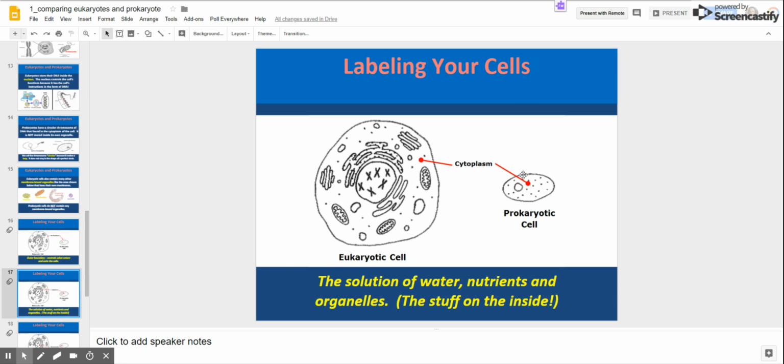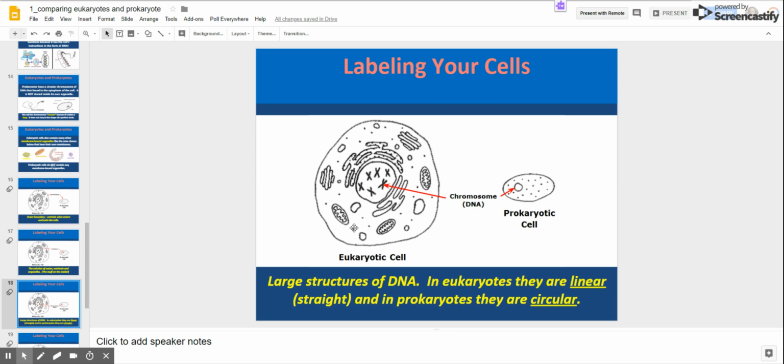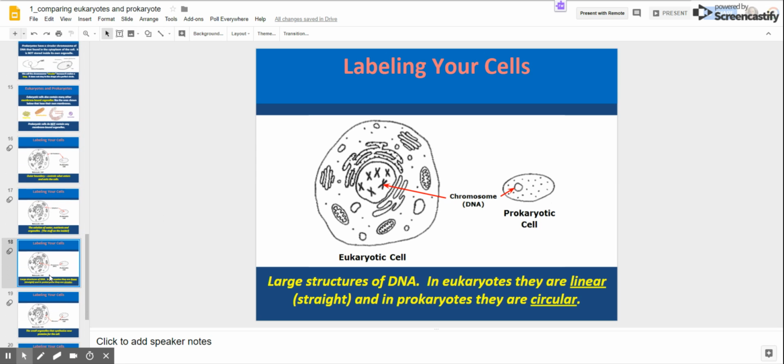Our cytoplasm is the liquid of the cell. Again, cyto is cell. It's the liquid. It's that aqueous solution that contains all of the organelles. Chromosomes, remember those are the X's, or they're linear. They look like a line in eukaryotic cells, and they're a circular blob thing in prokaryotes. But remember, they don't have to be a perfect circle.